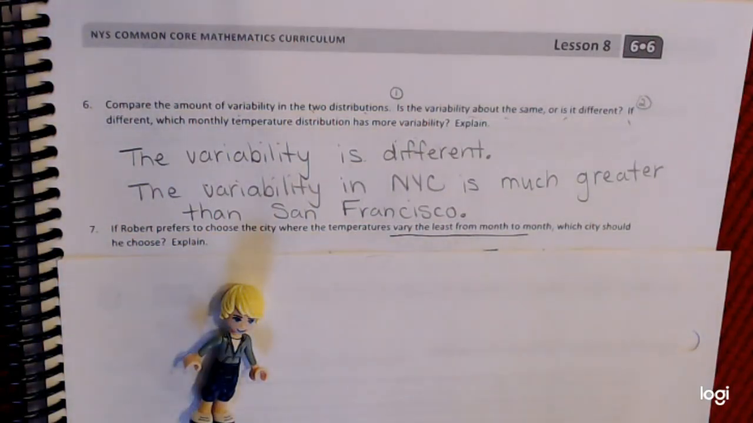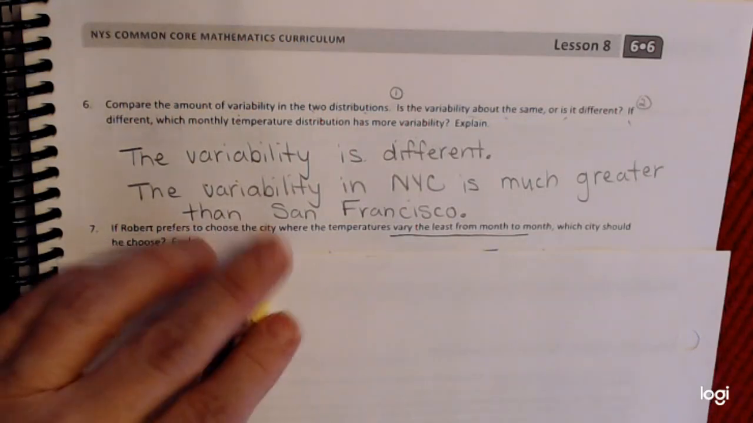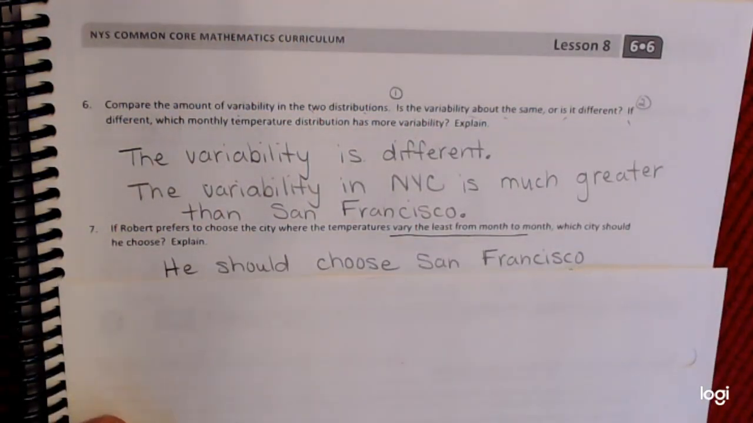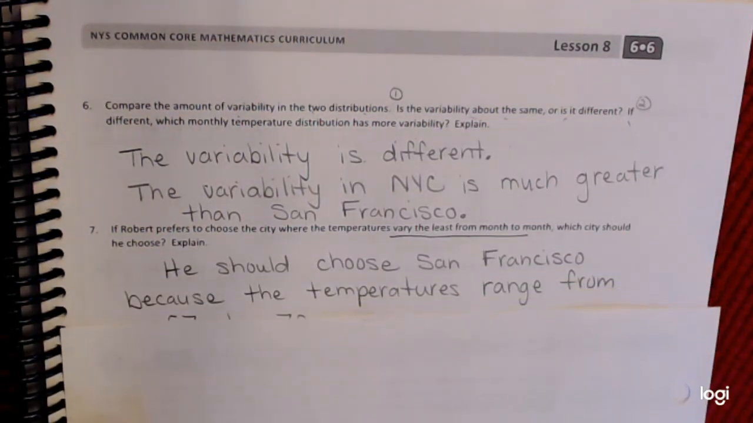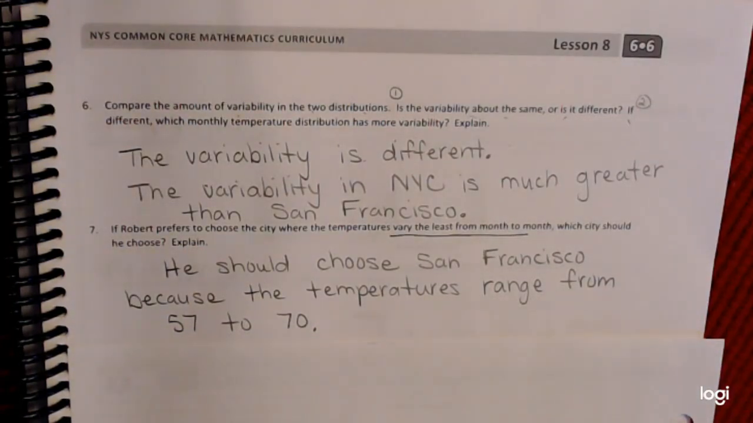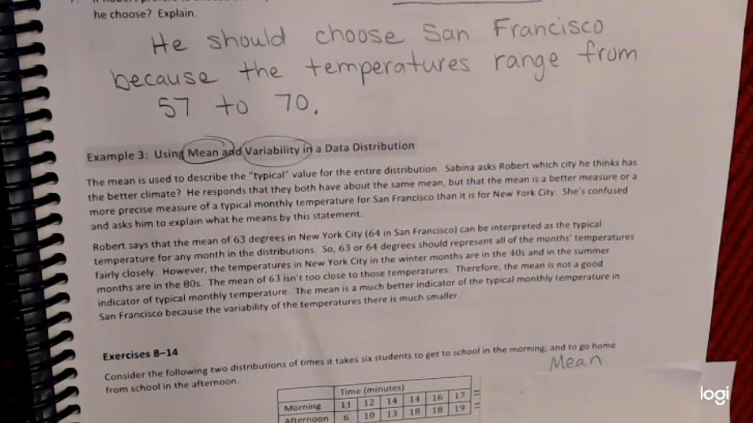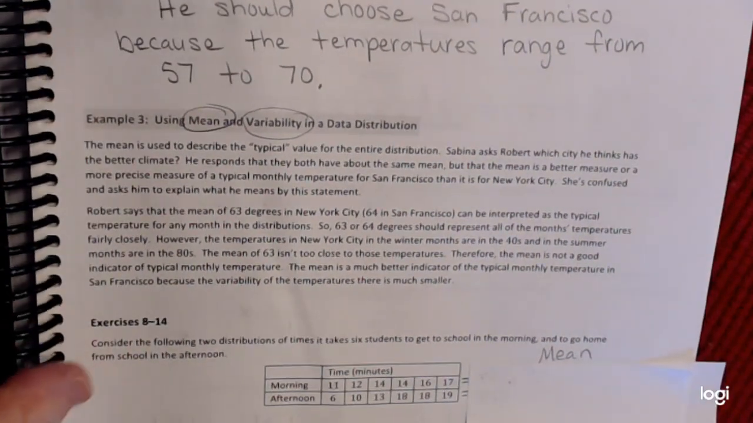The temperatures are very similar. Well, we looked at that earlier and we found out that San Francisco... so what I did is I put here, he should choose San Francisco because the temperatures range from 57 to 70. To me, that's not a lot of variability. Okay, so now we're going to move on to example 3.